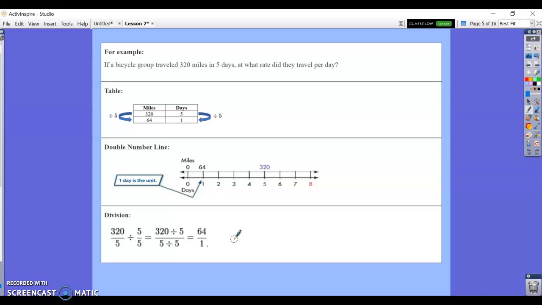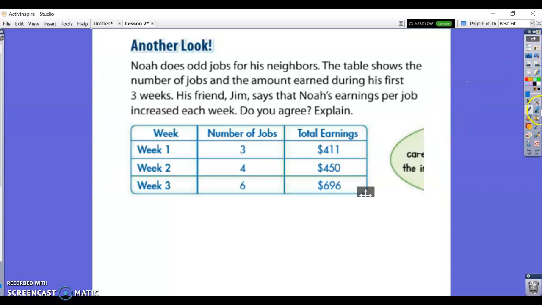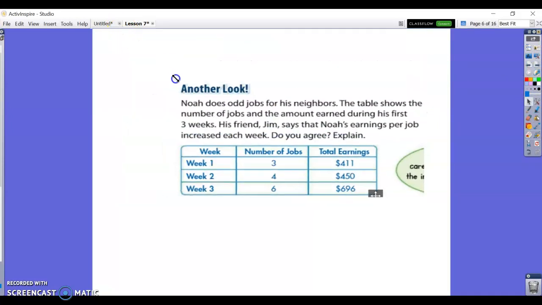When we were working on unit rates in class, I noticed that division was the most popular strategy that students were using. So that's the strategy that I'm going to focus on here in this screencast. If you like one of the other strategies, please feel free to use a table or a double number line to find your answer. So here we have a Pearson Another Look from 10-9.